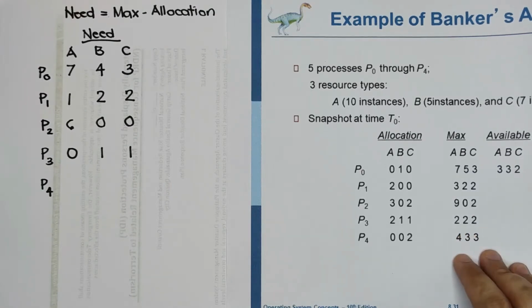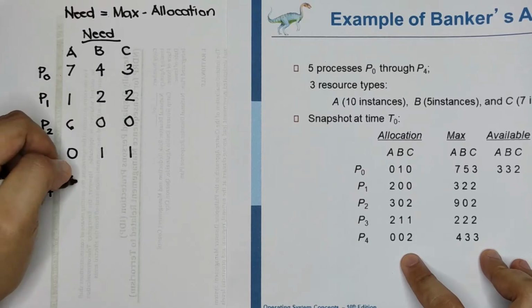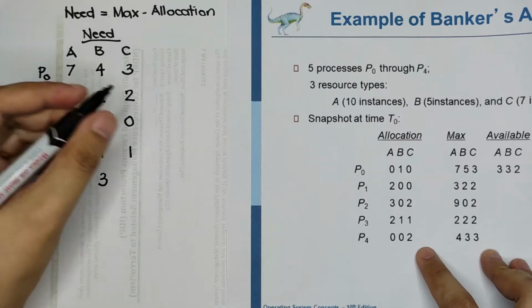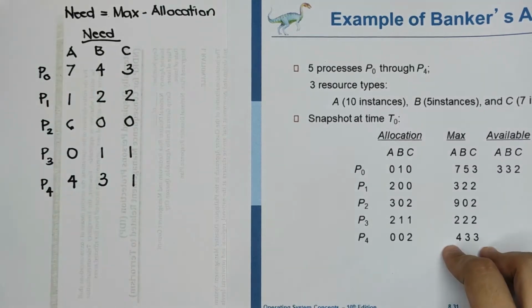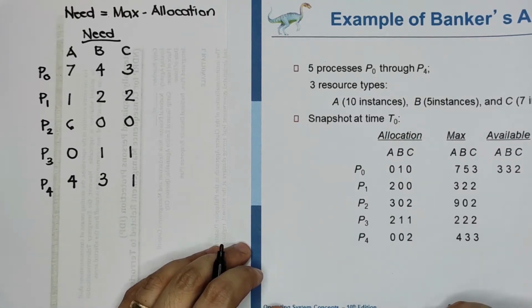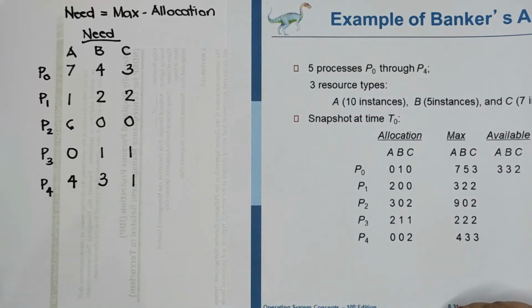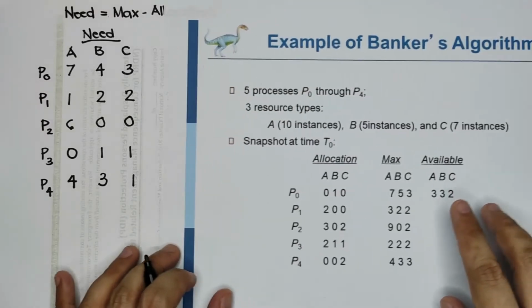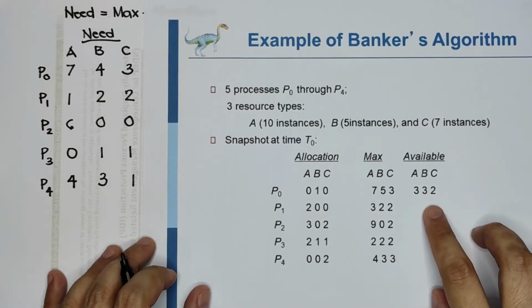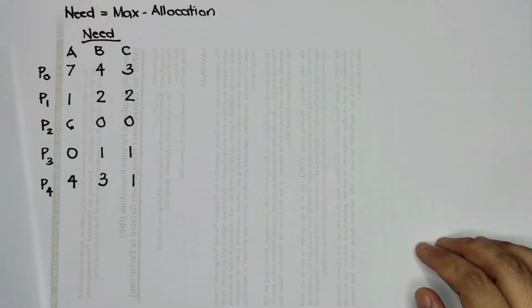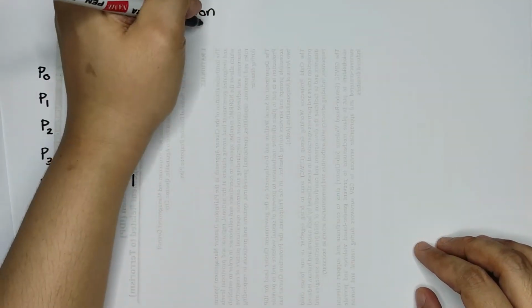For P sub 4, 4 minus 0 is 4, 3 minus 0 is 3, and 3 minus 2 is equal to 1. So P sub 4 is 4, 3, 1. We have already derived the need matrix. Next, take note of the available. So, our available is what? 3, 3, 2. Let's put available here.